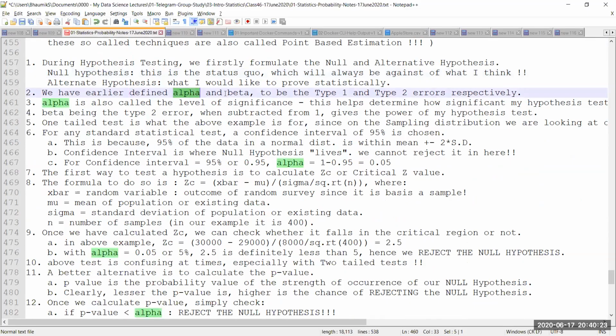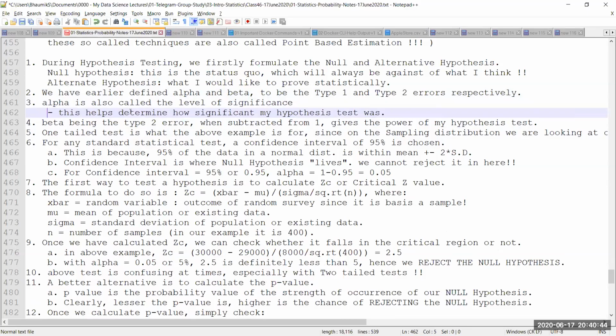Then we have defined alpha and beta. Alpha is going to be the type 1 error, and beta is going to be the type 2 error. All right, I'm going to introduce a few terminologies over here, which is point number 3, point number 4. Alpha is also called the level of significance. This is something we looked into yesterday, right? The level of significance helps me determine how significant my hypothesis test was. It does not help me determine how good or how bad the hypothesis was formulated in the first place. So formulation of the problem is entirely up to you.